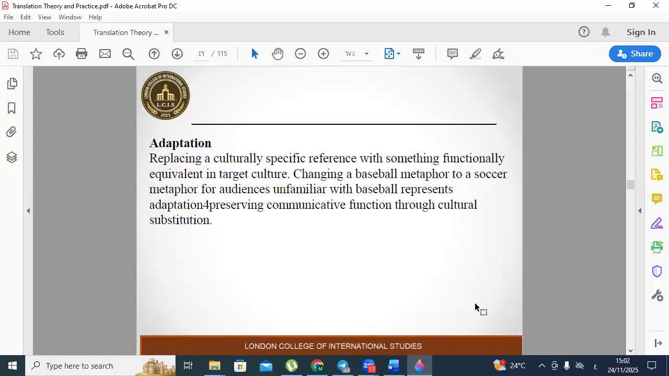Adaptation: replacing culturally specific references with something functionally equivalent in the target culture. Changing a baseball metaphor to a soccer metaphor for audiences unfamiliar with baseball represents adaptation, preserving communicative function through cultural substitution.